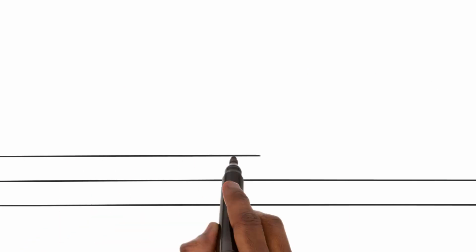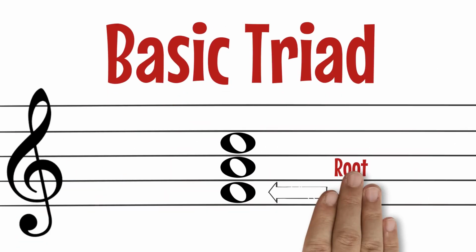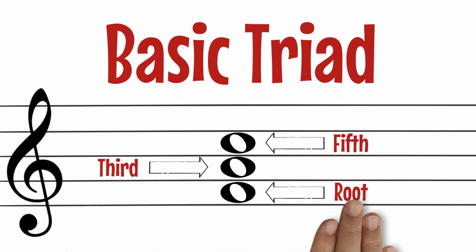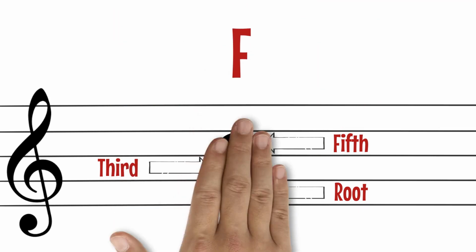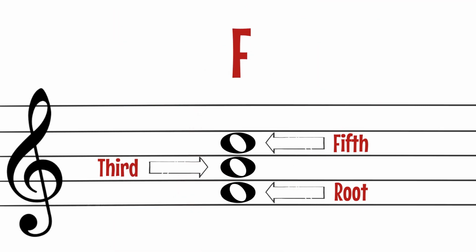All chords are built off of the basic triad, which consists of a root note, the third, and the fifth, and is represented by a capital letter, which is the name of the root note. In this example, we have an F major triad.